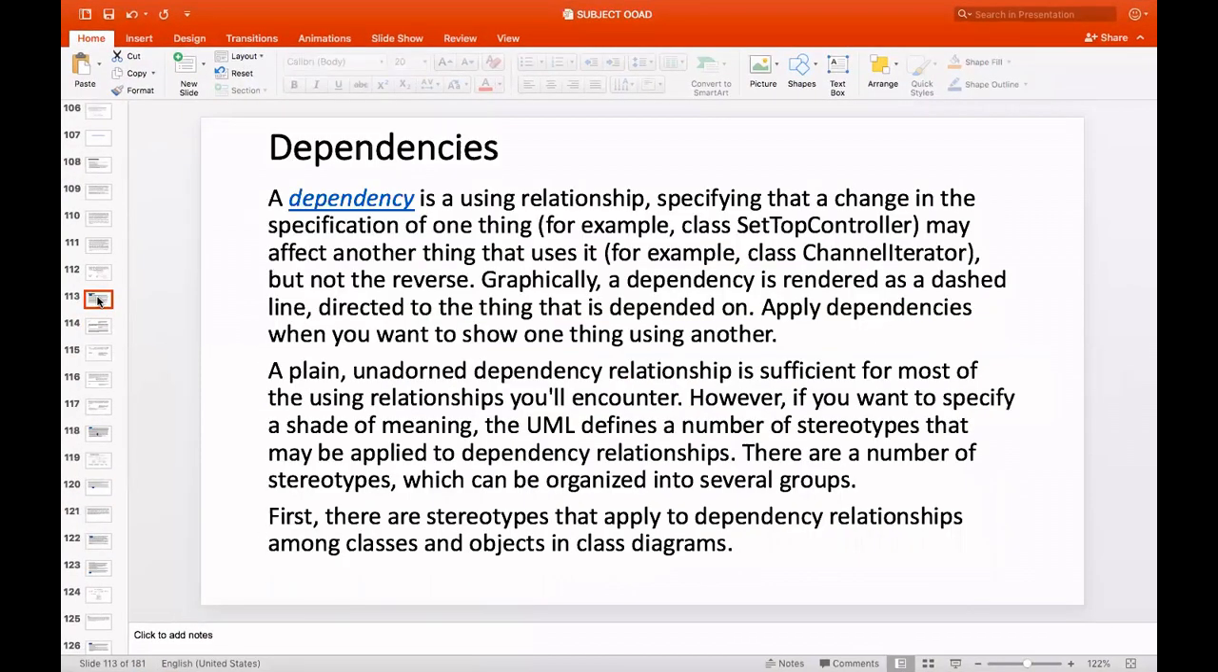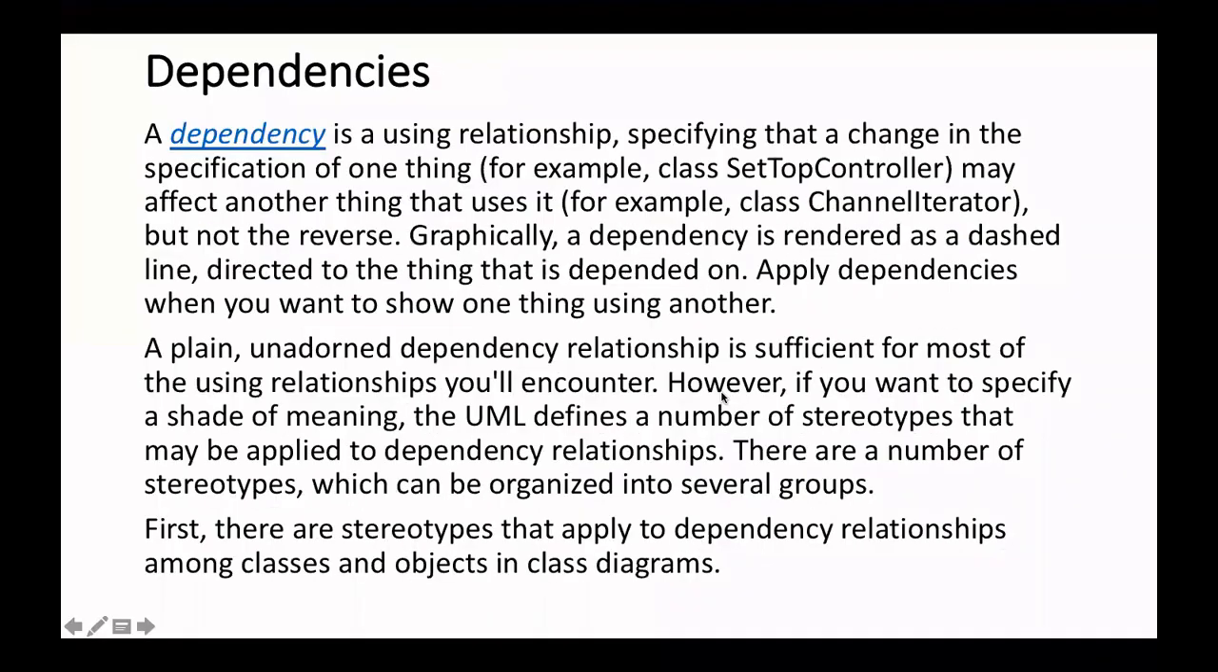As I discussed in the previous lecture about dependency, I'm continuing my lecture on dependency. A plain, undrawn dependency relationship is sufficient for most of the using relationships you will encounter. However, if you want to specify a shade of meaning, the UML defines a number of stereotypes that may be applied to dependency relationships. These stereotypes can be organized into several groups. First, there are stereotypes that apply to dependency relationships among classes and objects in the class diagram.